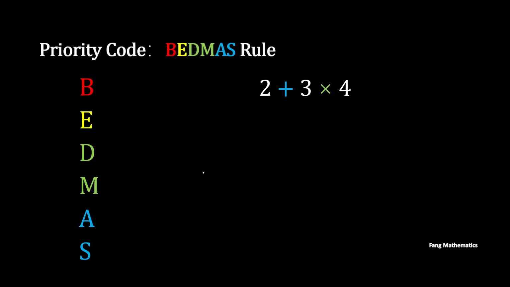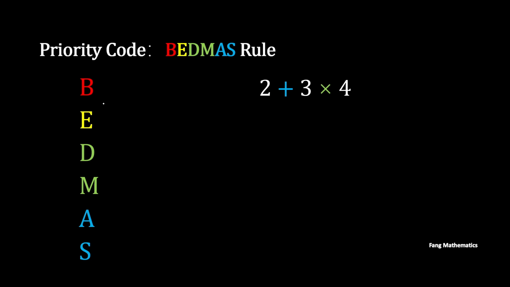In this video, we are going to learn the priority code, the BEDMAS rule in mathematics. If you look at the acronym on the left, you should see that BEDMAS is in 4 colors and each color represents one priority. The priority starts from the top and moves down to the bottom. Therefore, you always start from the highest priority, which is represented by the uppercase letter B.